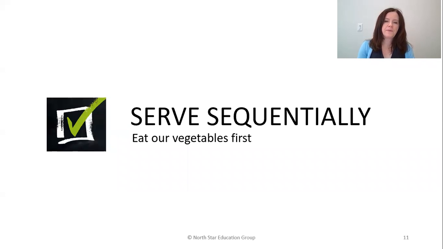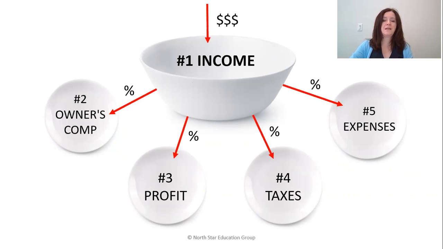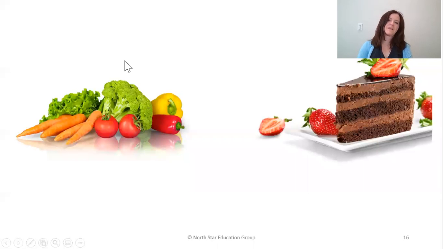So the second core principle of Profit First that shows that it's working with our behavior rather than against it is the idea of serve sequentially. Recall that with Profit First, the way the money moves is it's first going to go into our income, and then it goes into our owner's comp and profit. Then it goes into our taxes and our expenses. So we're doing it in a particular order for a certain reason, and the reason is this.